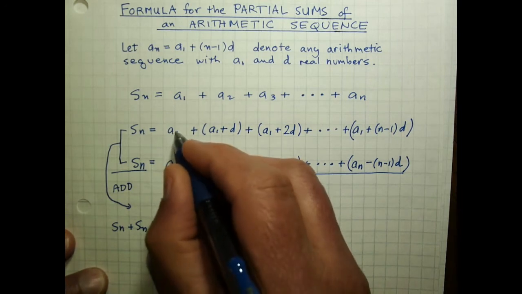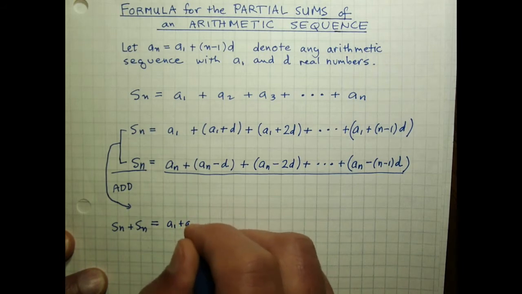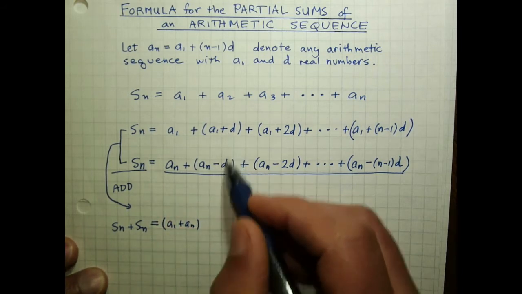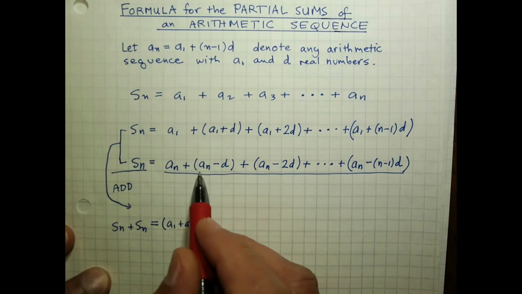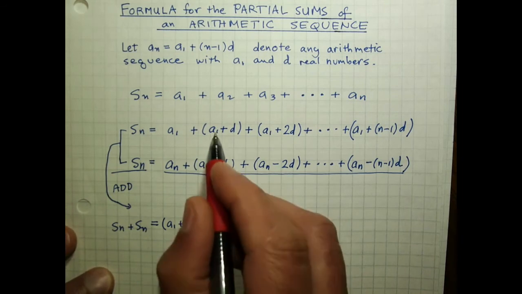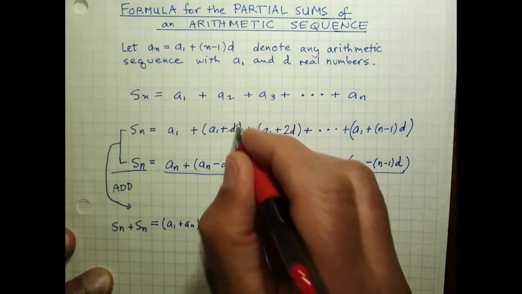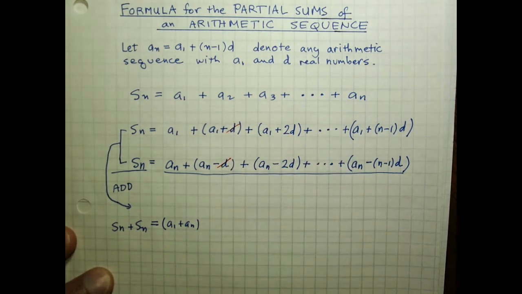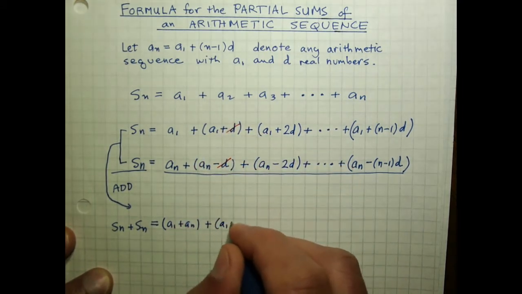Well, I have a1 plus an. I'm going to write a1 plus an, and I want to put that in parentheses. And then I'm going to look at the next couple of parentheses here. I have an a1 plus d and an an minus d. So I got a1 plus an, but the plus d and minus d, when I add them together, cancel out. So from these two parentheses, when I add them, I just get a1 plus an.